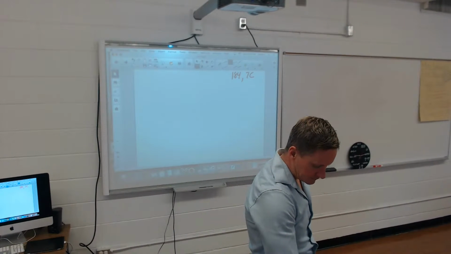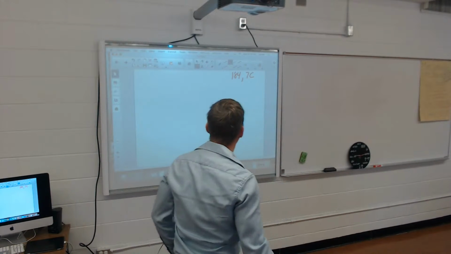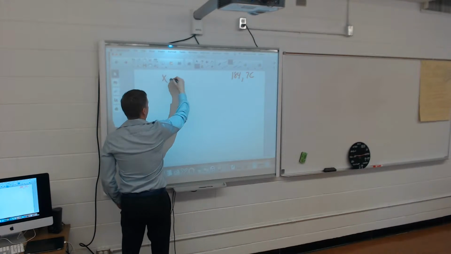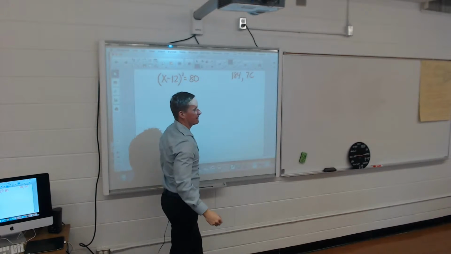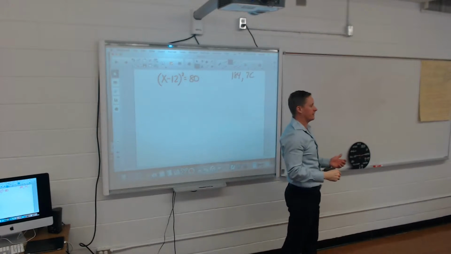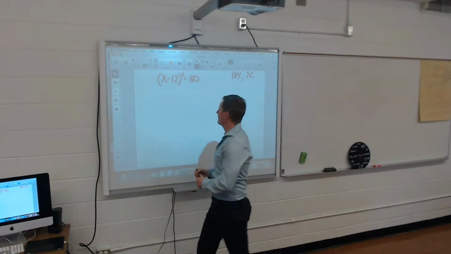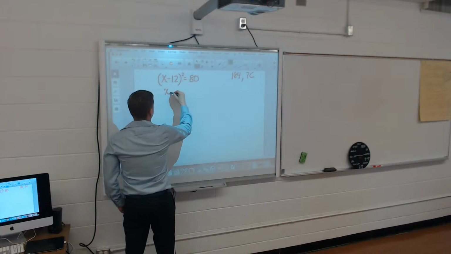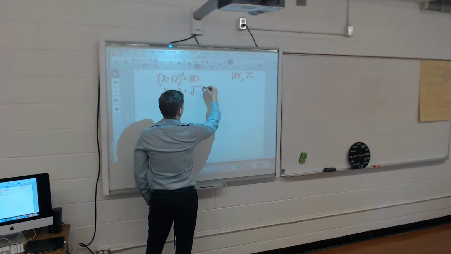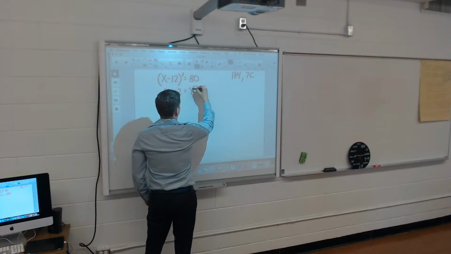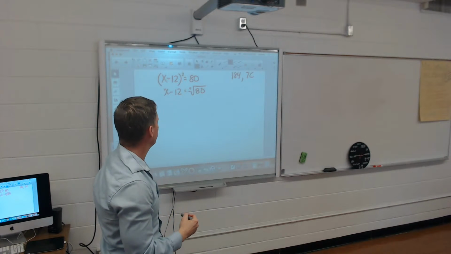Okay. That's x minus 12 squared equals 80? Yeah. So exact values means that when I end up taking square roots of values, I don't want to have decimals. So I leave them as rooted values. Okay, so I'm going to take the square root of both sides here. That gives me the square root of 80, right? And again, I got to put my plus minus in there.